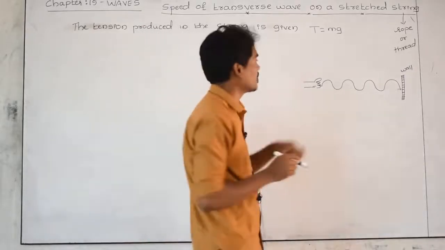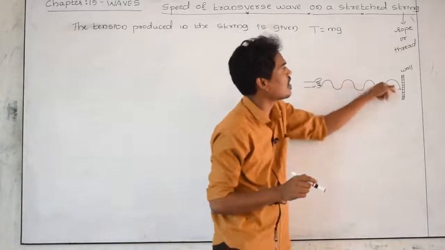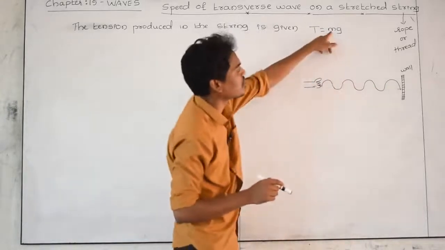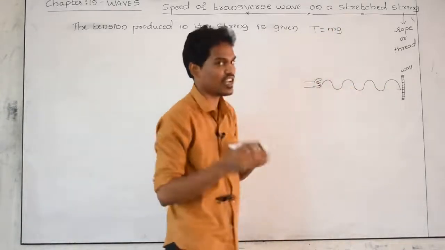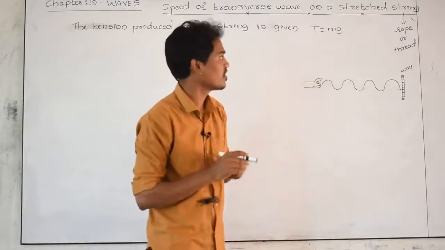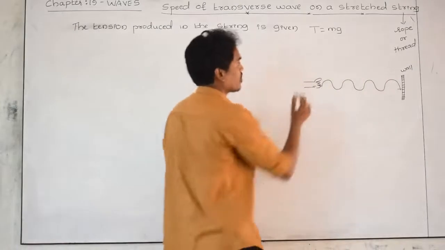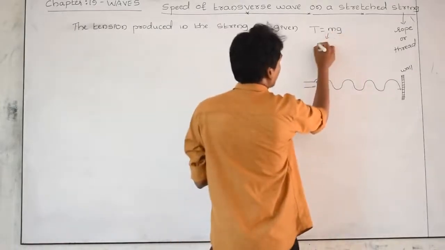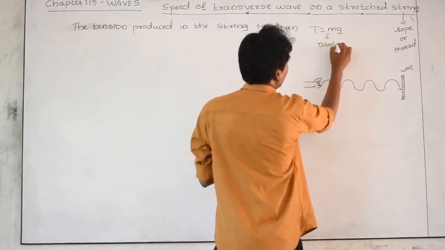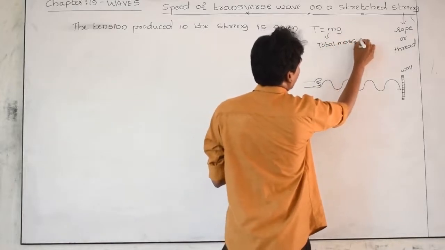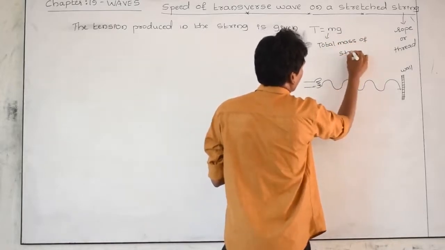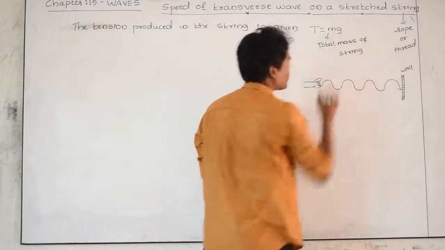That tensional force in the thread or string is given by the formula: total mass of the rope into g. g, as you know very well, is acceleration due to gravity. What is m here? Total mass of the thread or string, and g is acceleration due to gravity. Its value is well known.